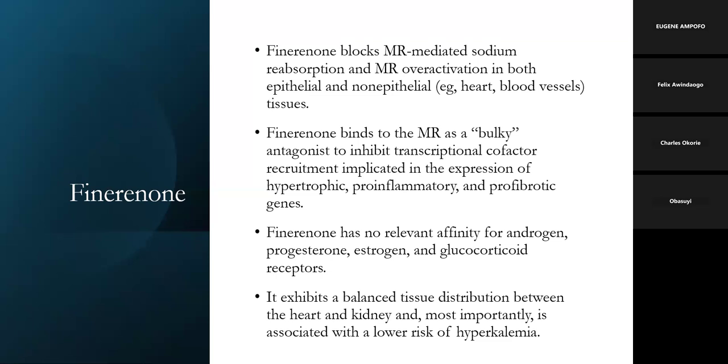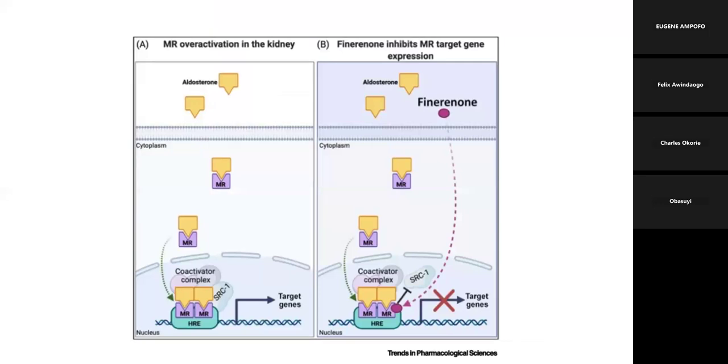It has no affinity for estrogen, androgen, or glucocorticoid receptors. And the interesting thing is that the distribution is equal. You have equal amounts in other tissues, in the heart and the kidney, unlike spironolactone, where you have more of it concentrated in the kidney. So this is the mechanism of action of finerenone.